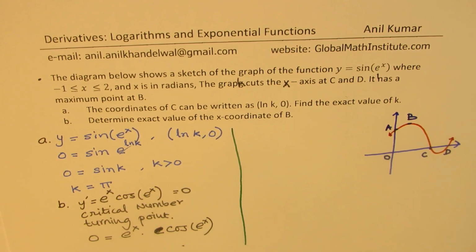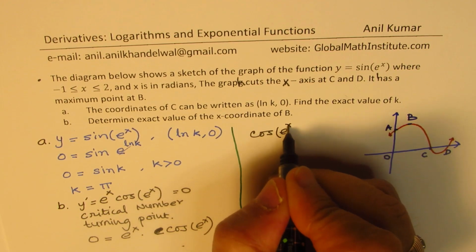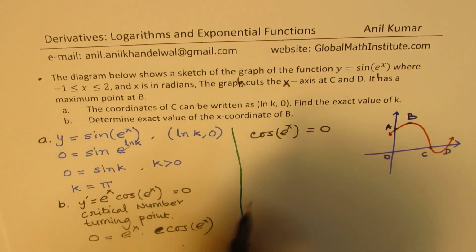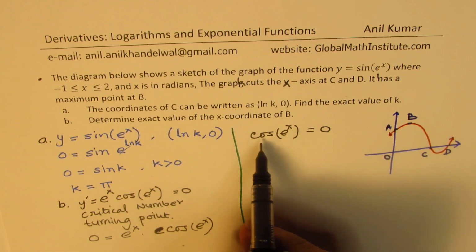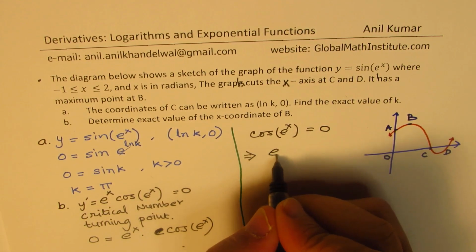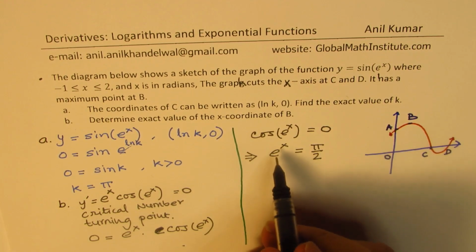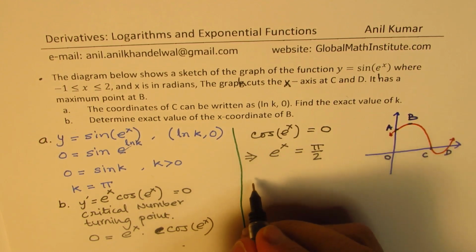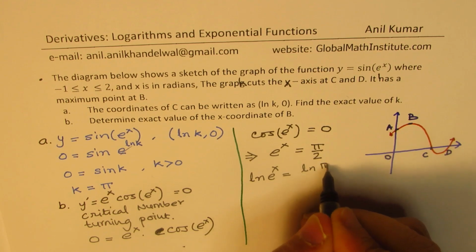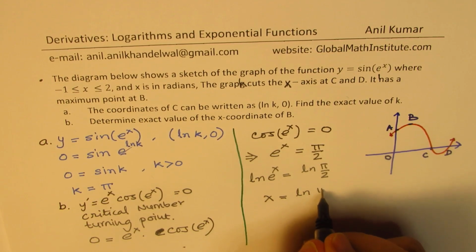Now e to the power of x cannot be 0. So what we land up with is cos of e to the power of x equals 0. Now that is possible when cos of pi by 2 is 0, right? So that simply means that e to the power of x is equal to pi by 2. To find the value of x, we can take ln both sides, natural log. So we have ln of e to the power of x equals ln of pi by 2. So that means x is equal to ln of pi by 2.